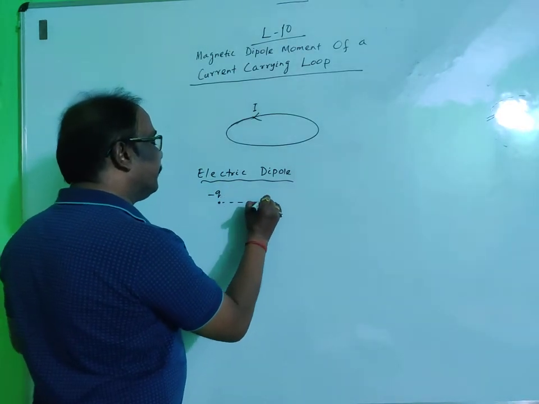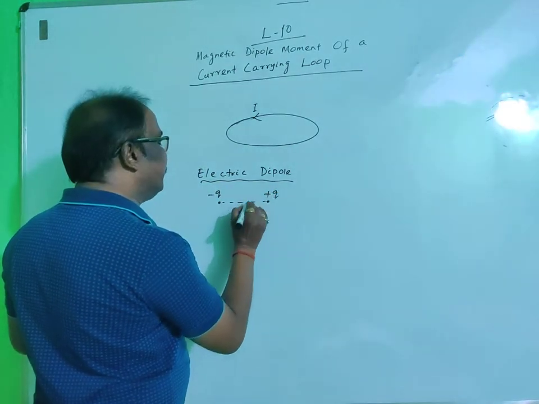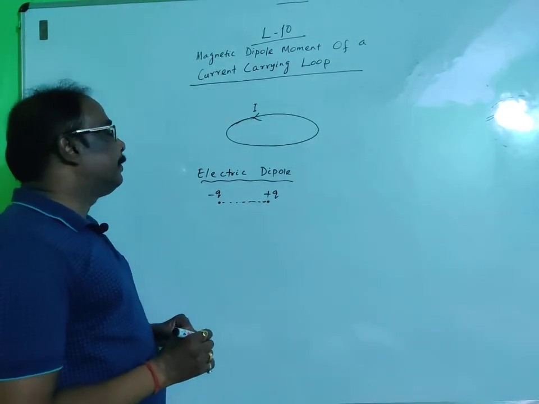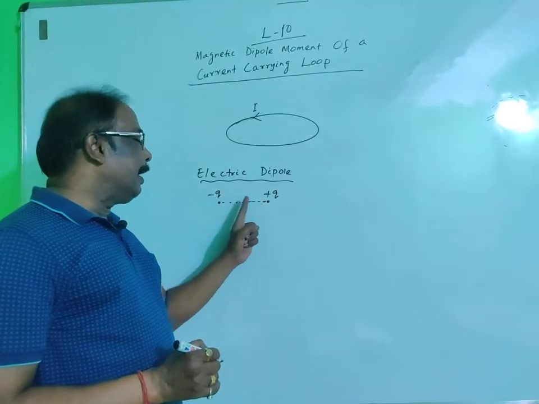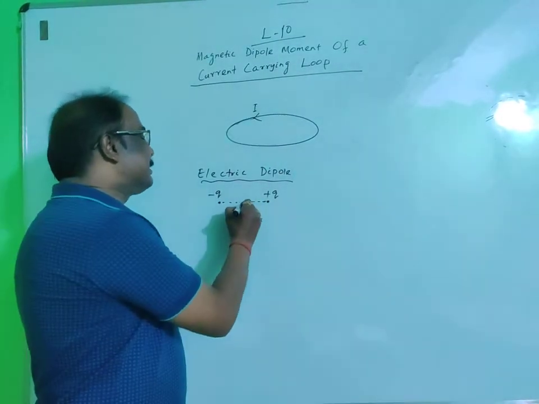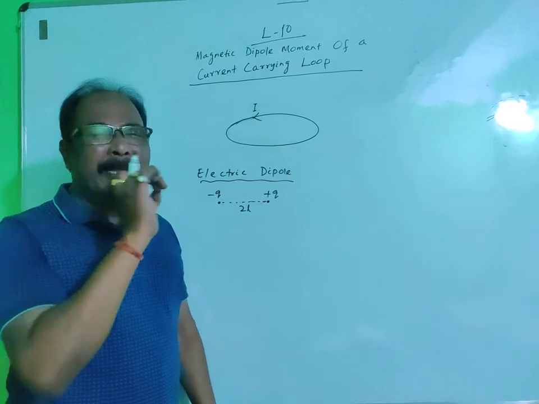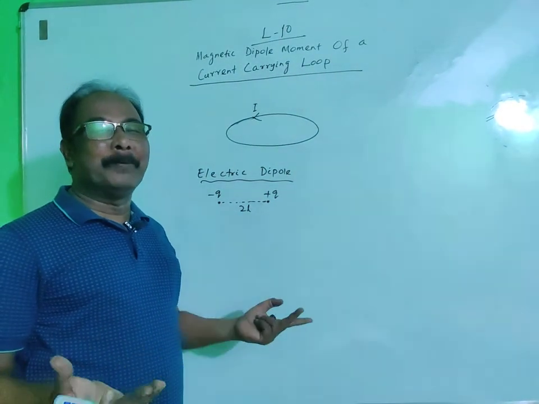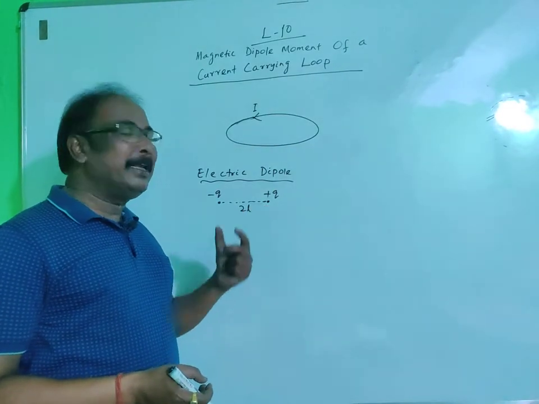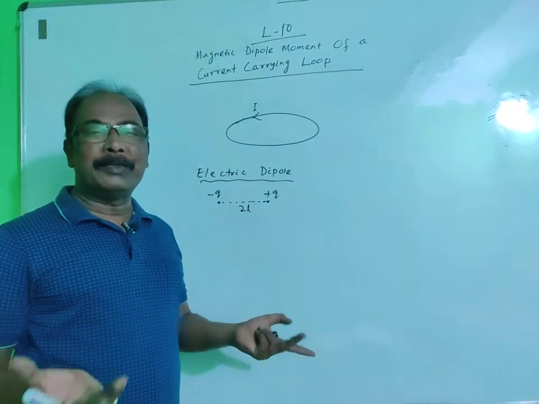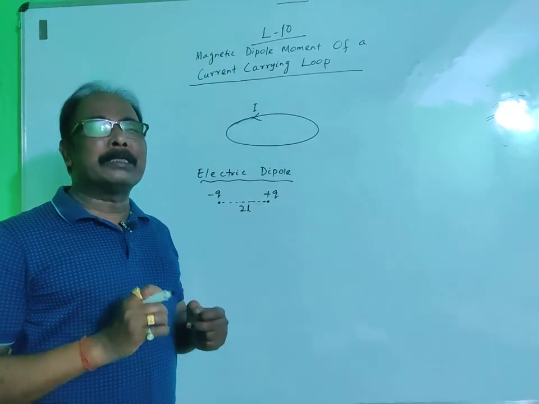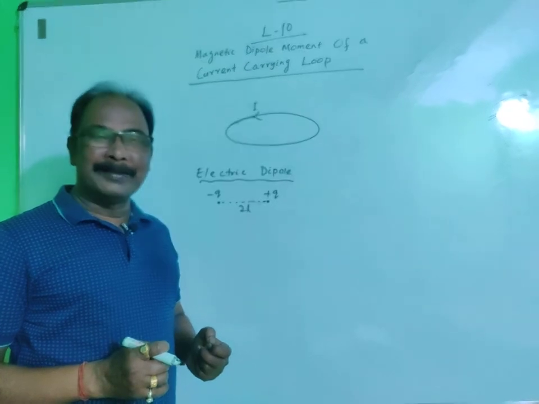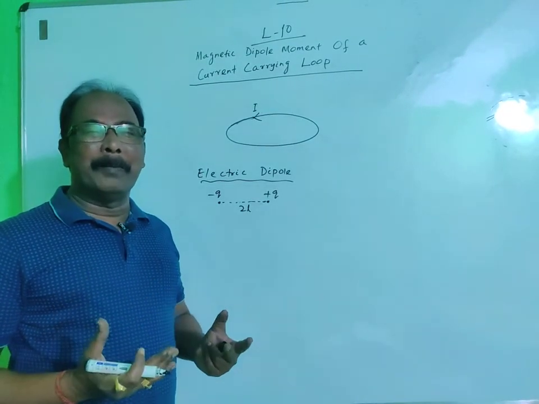This is minus Q, this is plus Q, separated by a small distance, very small distance. So two equal and opposite charges, minus Q and plus Q, equal and opposite in nature, separated by a very small distance, constitute an electric dipole, and we have discussed all the concepts behind electric dipole in electrostatics. Polar molecule, non-polar molecule, etc.